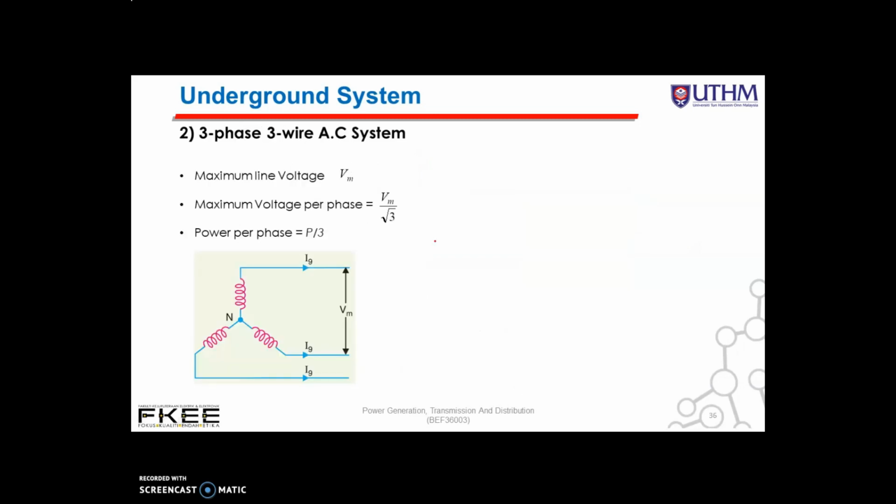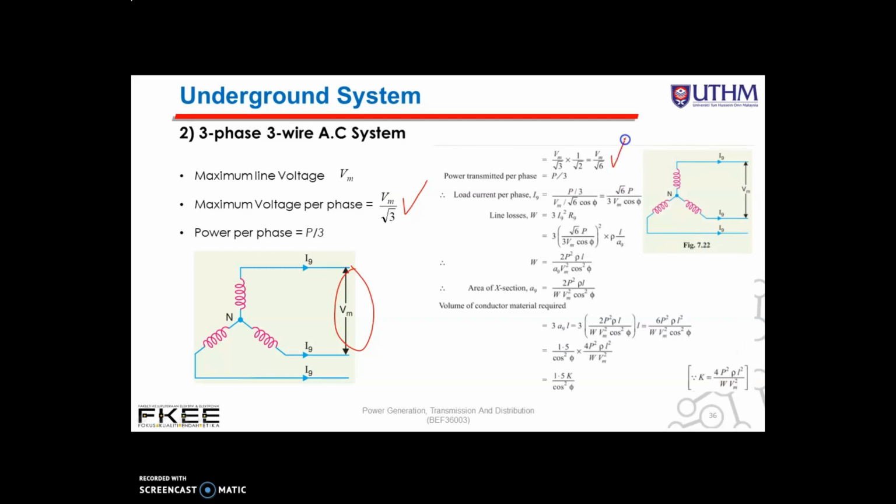Okay, so we look at the underground system, three-phase, three-wire AC system. Suppose that the maximum value of voltage between the conductors is Vm. You can see here, this is the three-phase, three-wire system. Then the maximum voltage between each phase and neutral is Vm over root 3. Therefore, the RMS value of voltage per phase is this one.